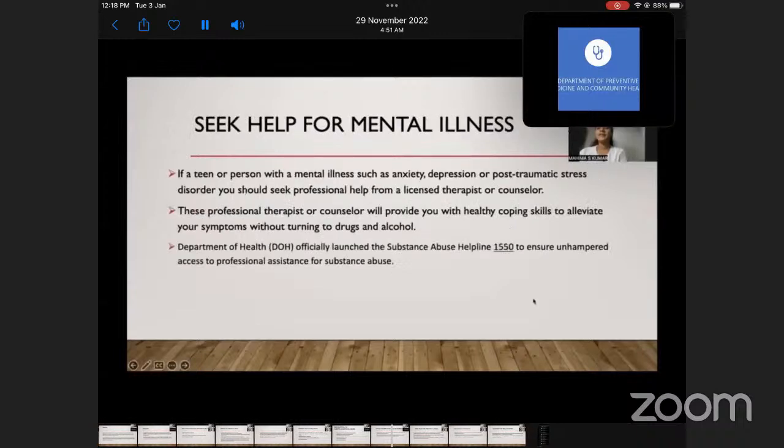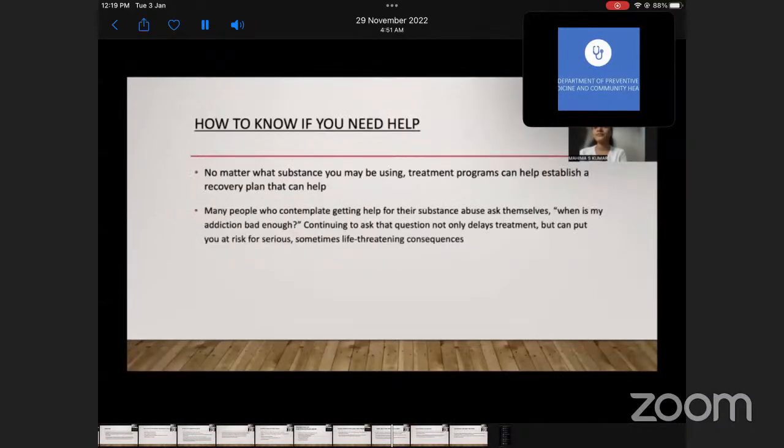Seek help for mental illnesses. If you are a teen or a person with a mental illness, such as anxiety, depression, or post-traumatic stress disorder, you should seek professional help from a licensed therapist or counselor. These professional therapists or counselors will provide you with healthy coping skills to alleviate your symptoms without turning to drugs and alcohol. The Department of Health officially launched the Substance Abuse Helpline 1550 to ensure unhampered access to professional assistance for abuse.